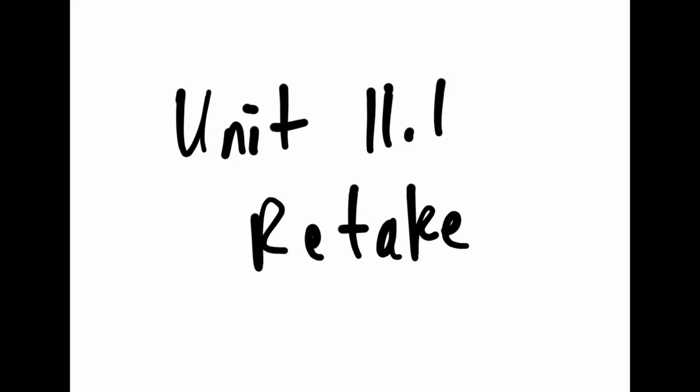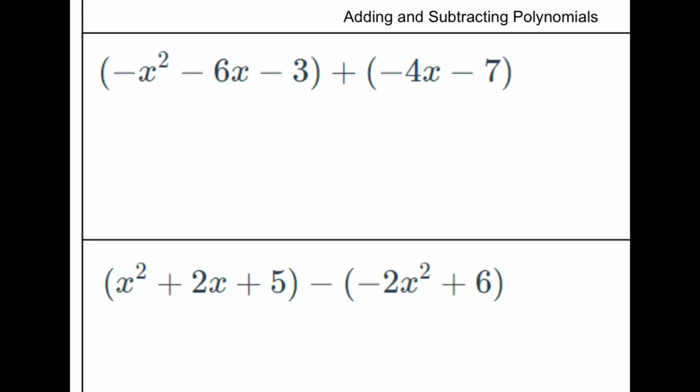In the Unit 11.1 retake, we add and subtract polynomials. For a problem like this one, we are going to look at the variables and their exponents. So we see that there's an x term here, here, and here, and we see that this one has a squared, and the others do not. We can only combine terms that have the same variable and the same exponent. So these two are the only like terms that have an x.